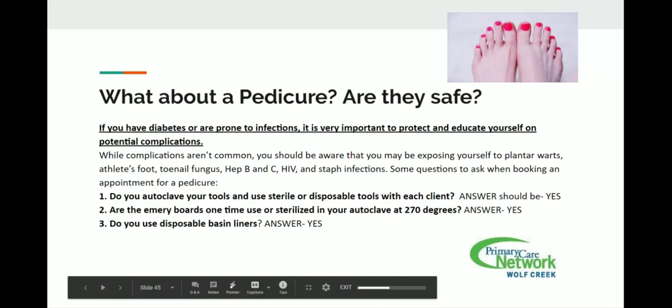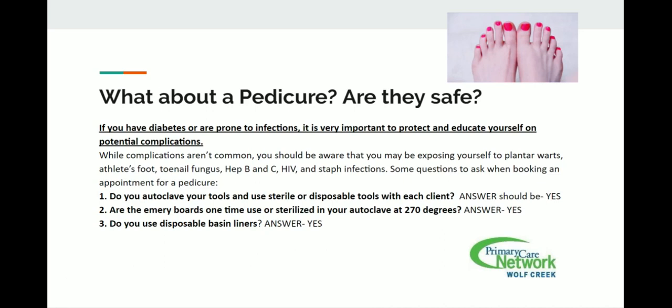What about a pedicure? Are they safe? If you have diabetes or you're prone to infections, it is very important to protect and educate yourself on potential complications. While complications aren't common, you should be aware that you may be exposing yourself to plantar warts, athlete's foot, toenail fungus, Hep B and C, HIV, and staph infections.